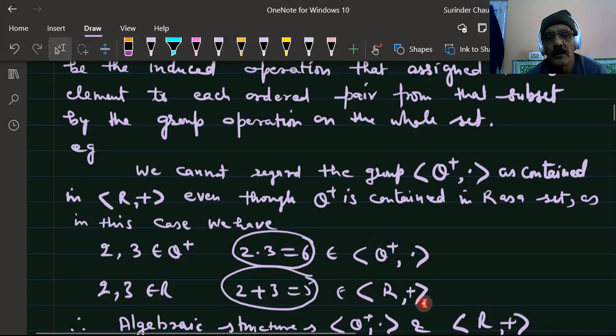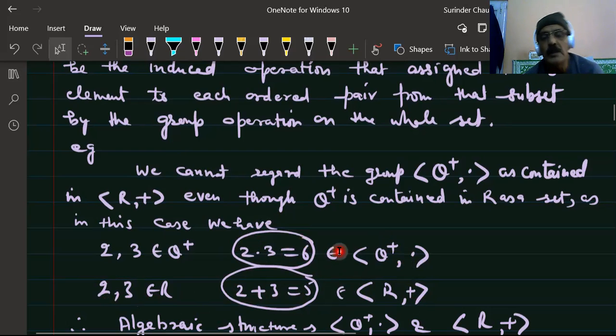So this belongs to R. Now we have taken an ordered pair. This was a subset of this, a subset of this, but with a different binary composition. Now if we take the ordered pair 2 and 3 in these two sets and apply the binary operation, we get different elements.